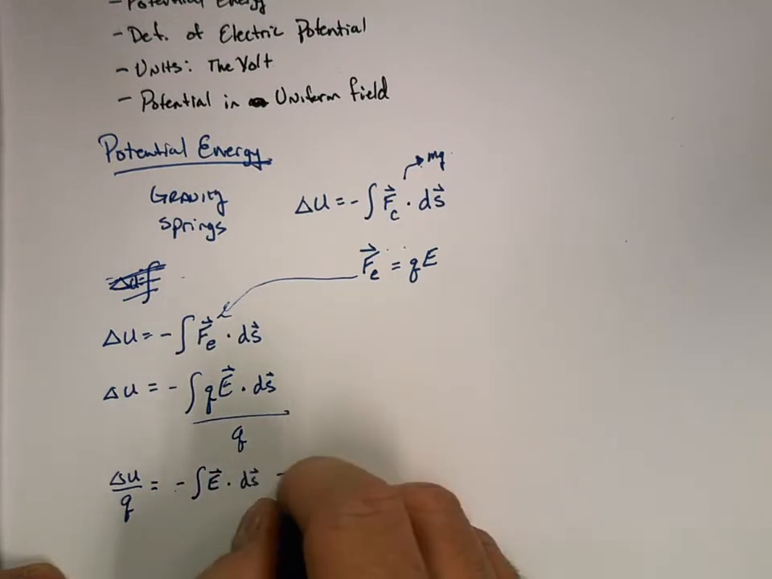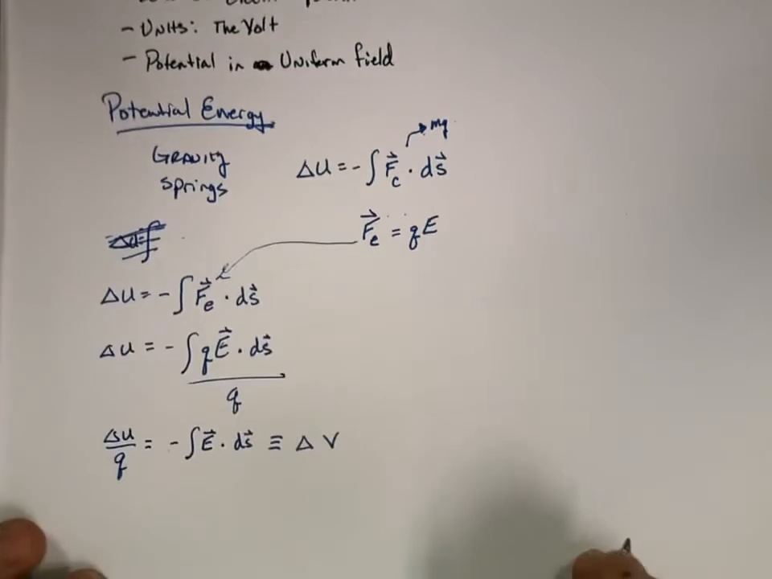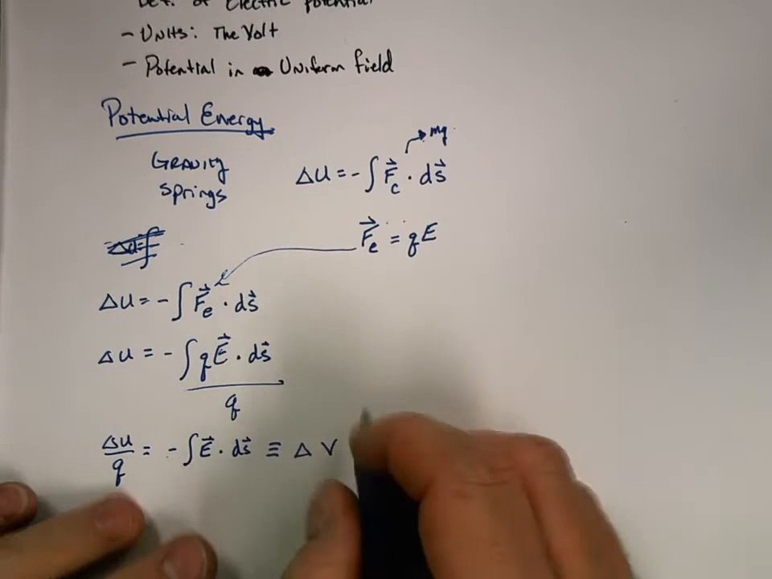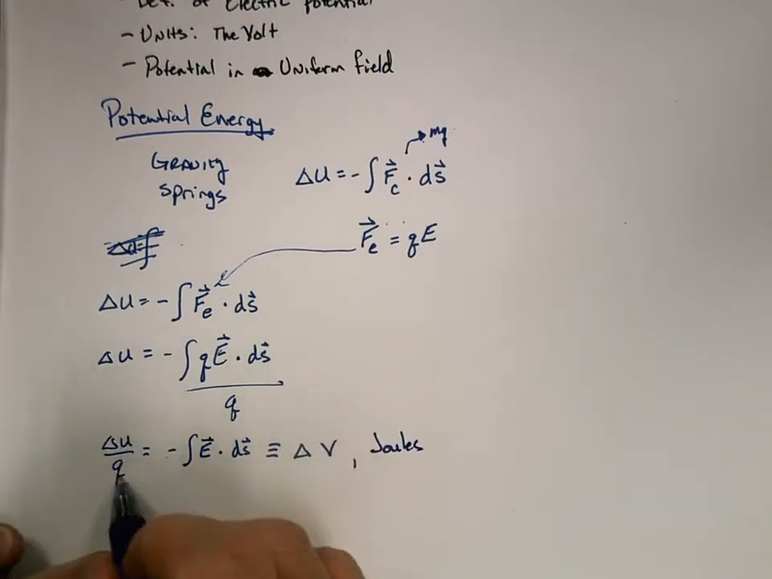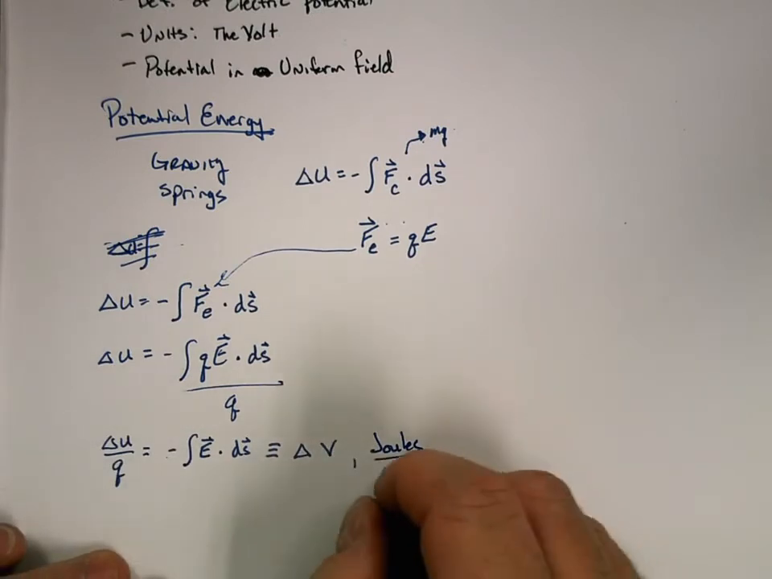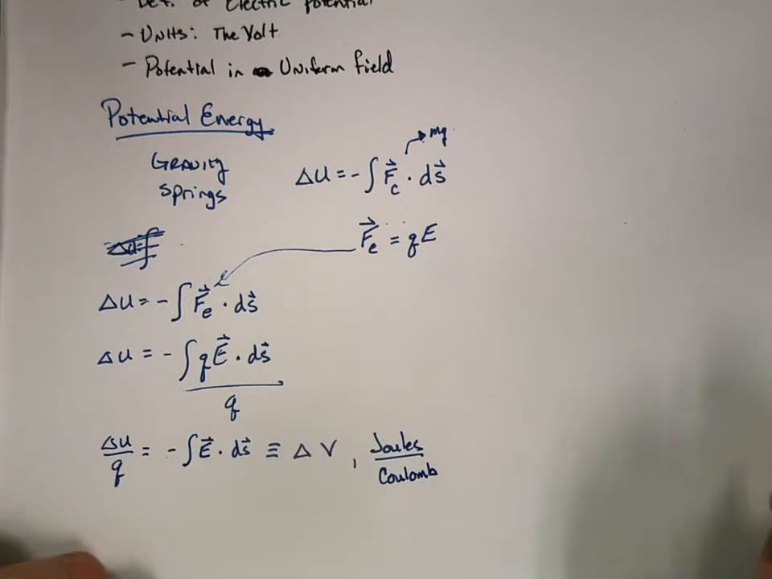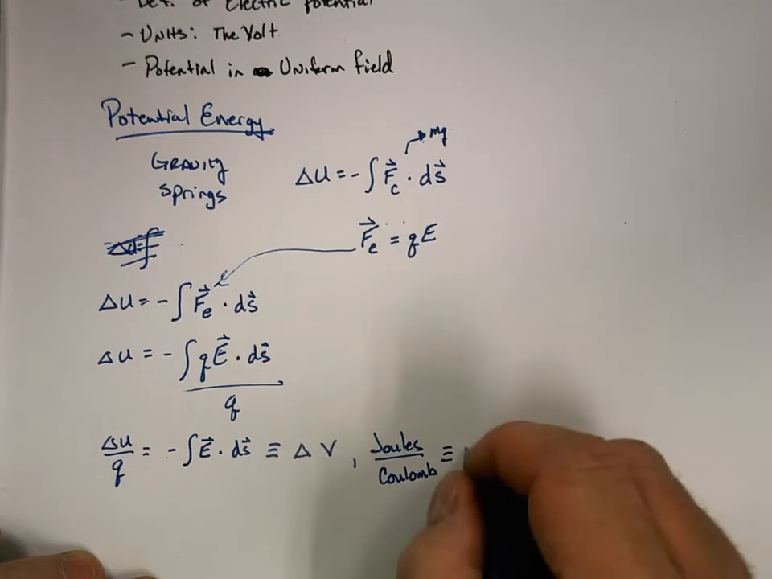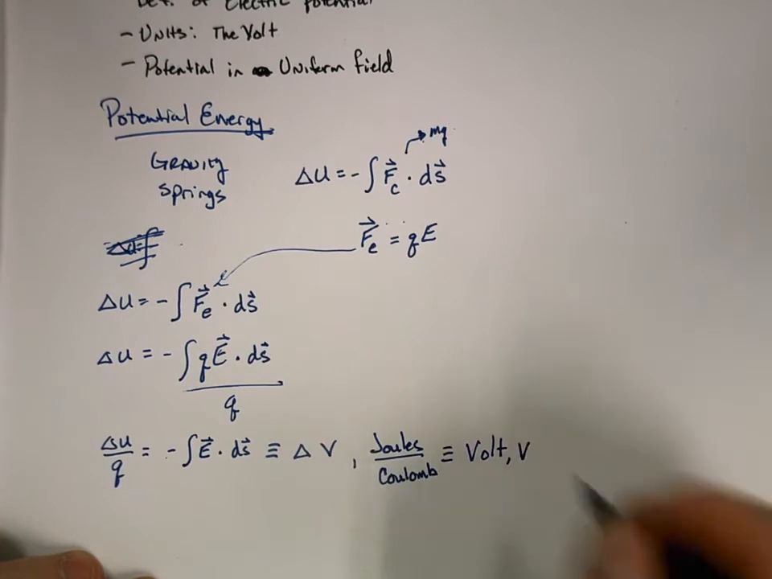And this is defined as the change in our electric potential. So this is a delta V. This is in units of joules per coulomb, and this 1 joule per coulomb is defined as a volt, which also has the abbreviation V.